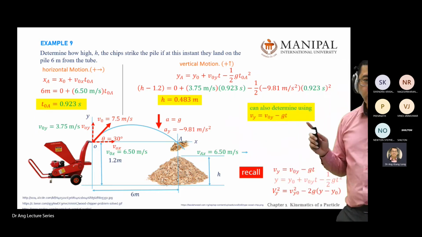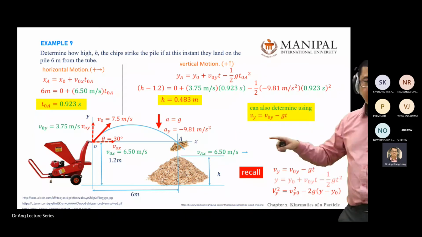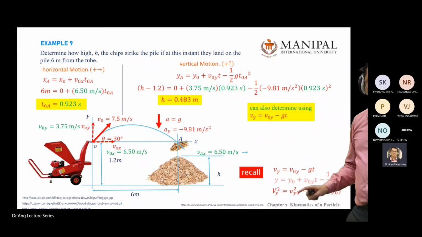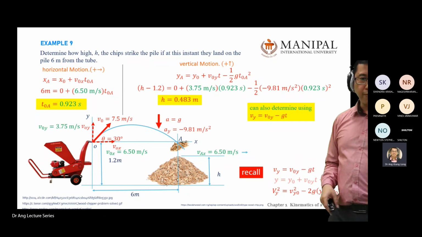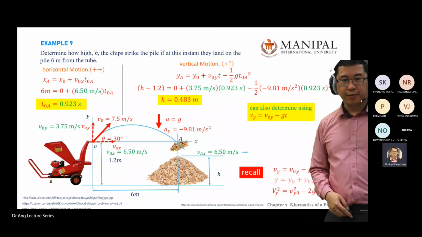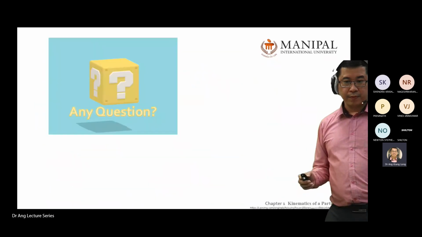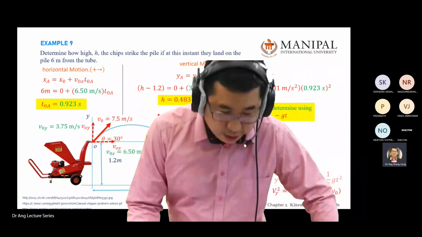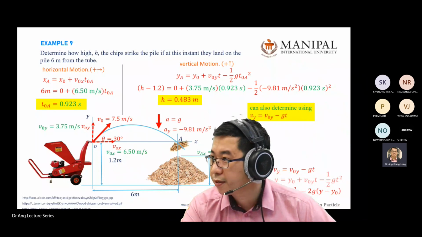You can also use this equation to solve the question. All right. So this one is only one of the ways to solve. You have 3 equations for vertical to solve. I choose one to solve. Okay. So this is how we solve for example number 9. Any questions so far? Let me end the recording.